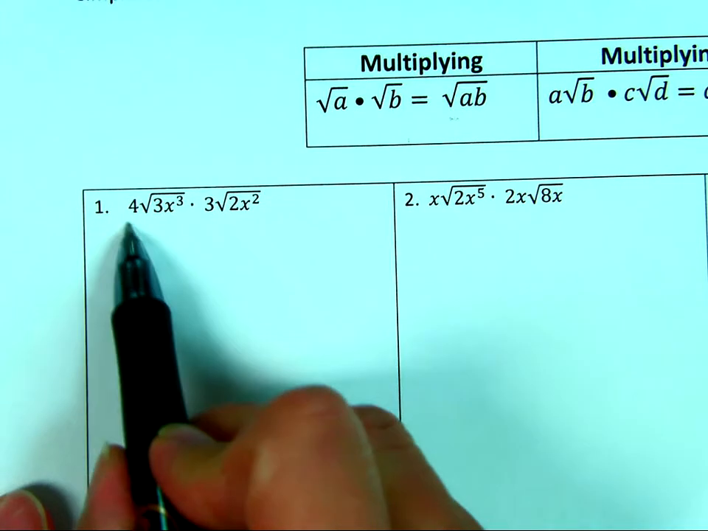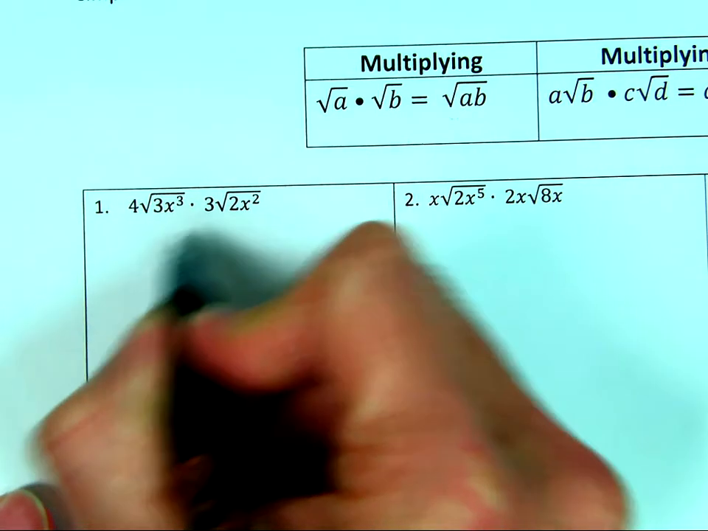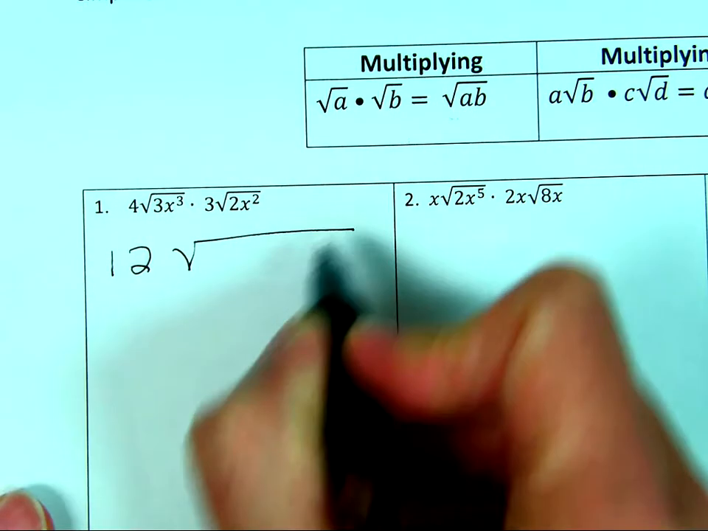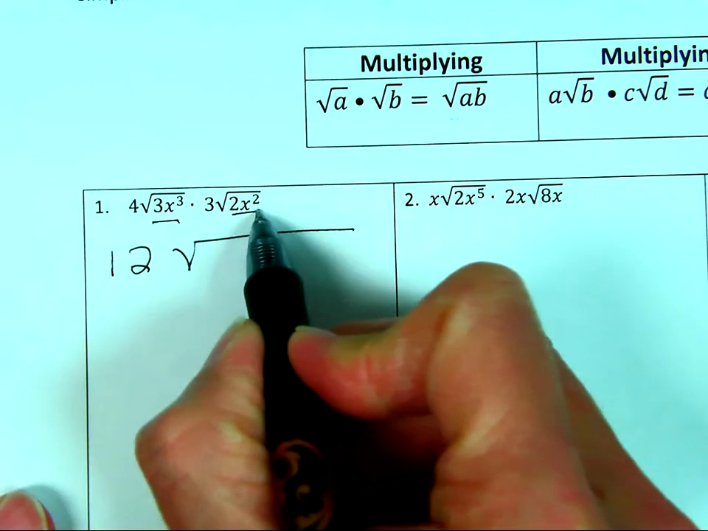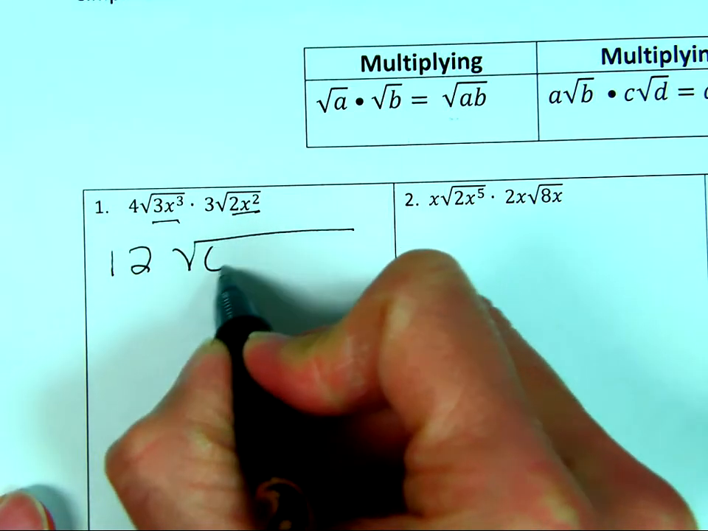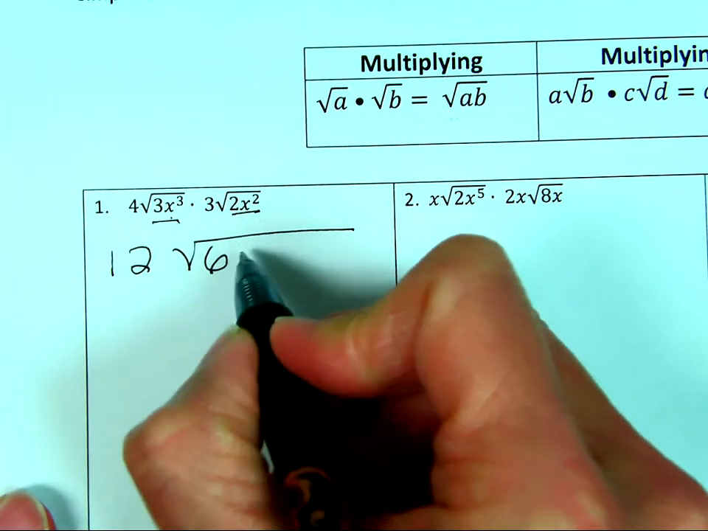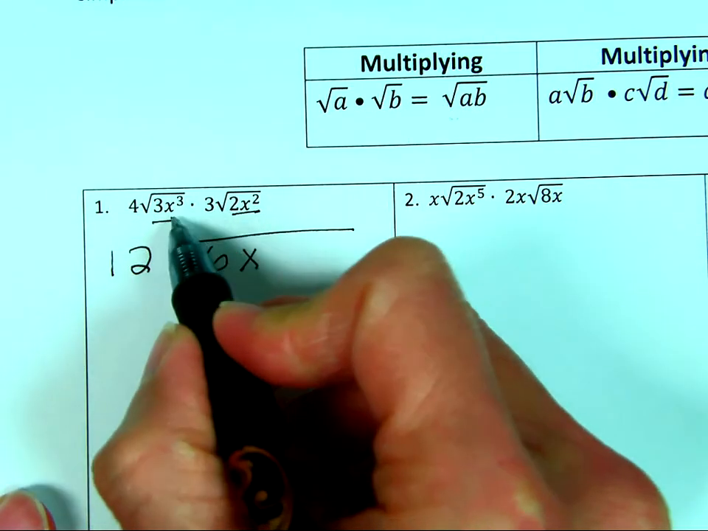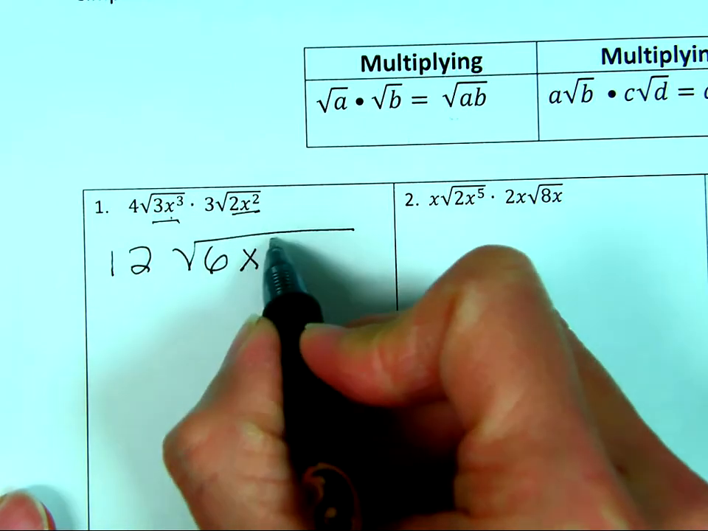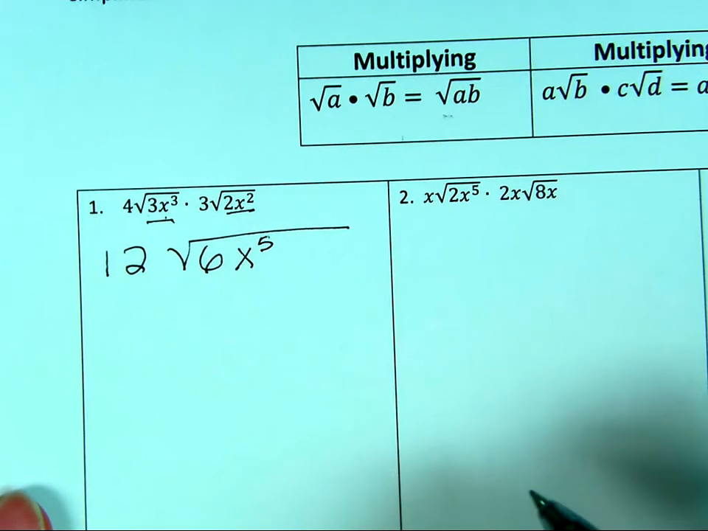So I noticed that there are coefficients out front, so I know that 4 times 3 is 12. And then I can multiply what's inside. So 3 times 2 is 6. And x cubed times x squared, remember when you're multiplying you add exponents. So this is what I have.